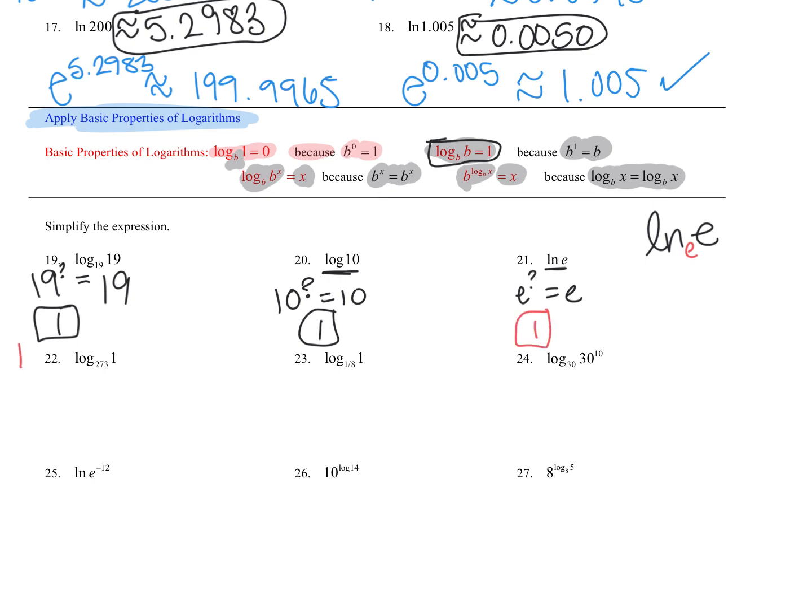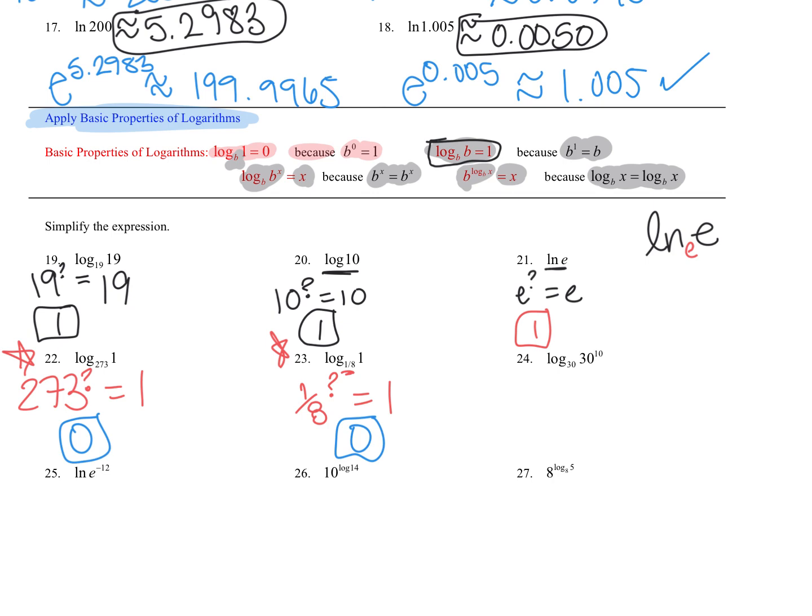Okay, now on 22 and 23, they're going to be very similar. I have the log of 1 base 273, which could be thought of as 273 raised to some power equals 1. And this will say 1/8 raised to what power equals 1? Well, anything raised to the 0 power equals 1, except for 0, that's undefined. But you don't have to worry about that because that's not going to be in our domain anyways.